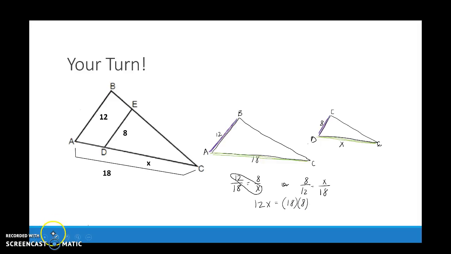Now let's bump it up a notch. If you're trying to find AD, how would you do that? If you know 18, then you guys are going to find out x. This and this together equal 18. So if you know them separately, do the opposite to find that missing link.